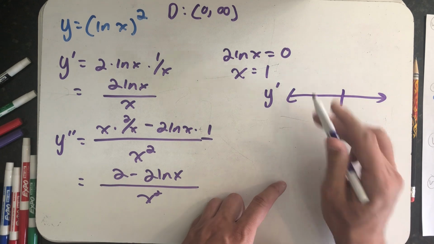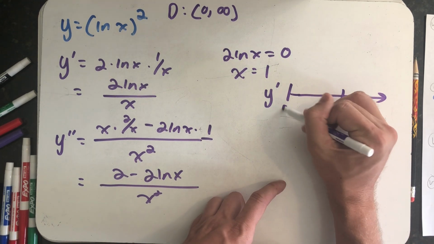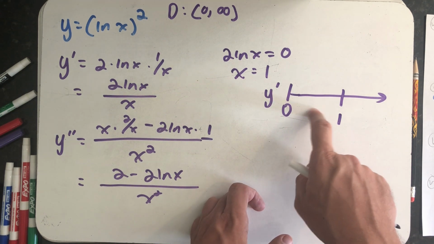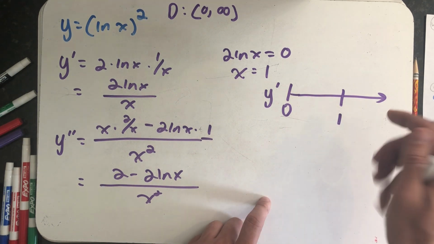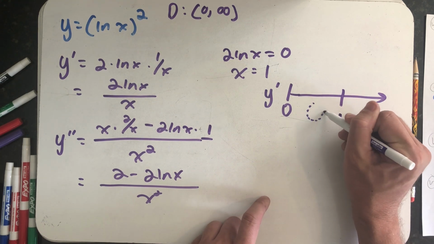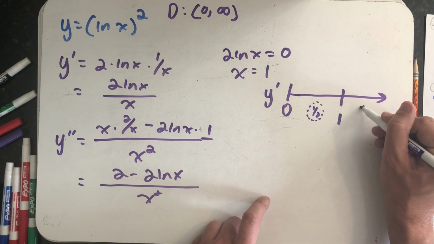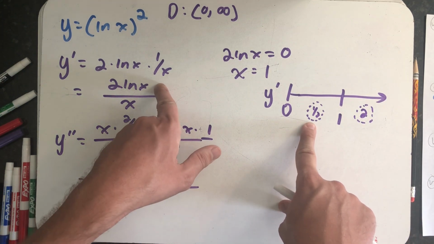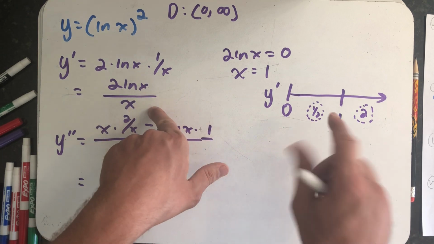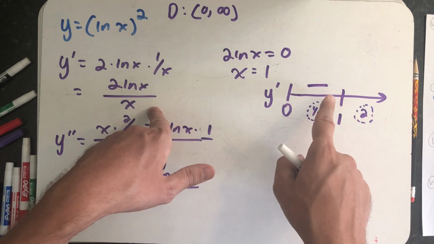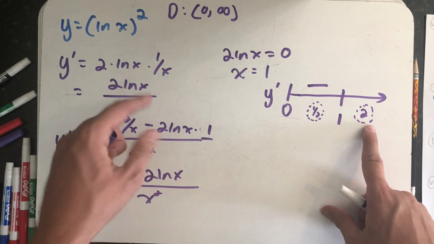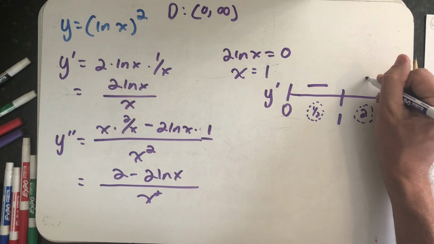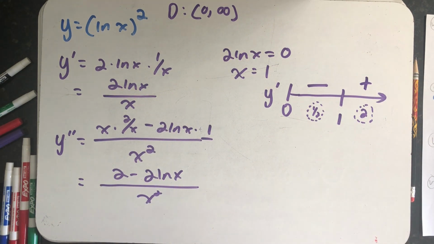All right, I want to remember that this domain started at 0, so I don't need to go past 0 at all. So I need to analyze this and see where my function's increasing and decreasing. So maybe I think about plugging in something like 1/2, and maybe something like 2. The natural log of a number smaller than 1 is negative. So this will be a negative over a positive. So my function is decreasing until I get to x equals 1. The natural log of something bigger than 1 is positive. That'll be a positive over a positive. So then it increases. Okay?